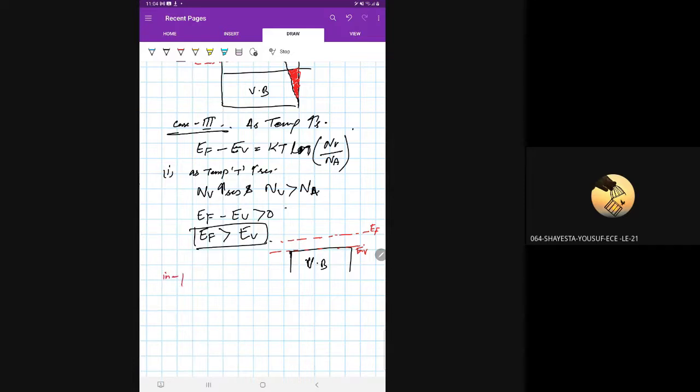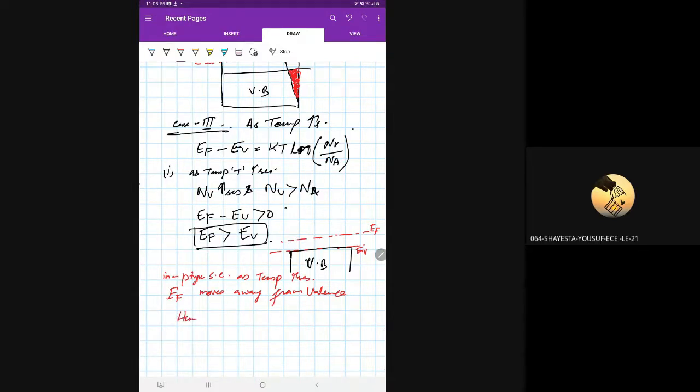Therefore, we can write down: in a p-type semiconductor, as temperature increases, the Fermi energy level moves away from the valence band. That is, moving towards the center of the energy gap. Moving towards the center of the energy gap would mean that sigma also decreases, because moving towards the center means it is tending to become an intrinsic semiconductor.